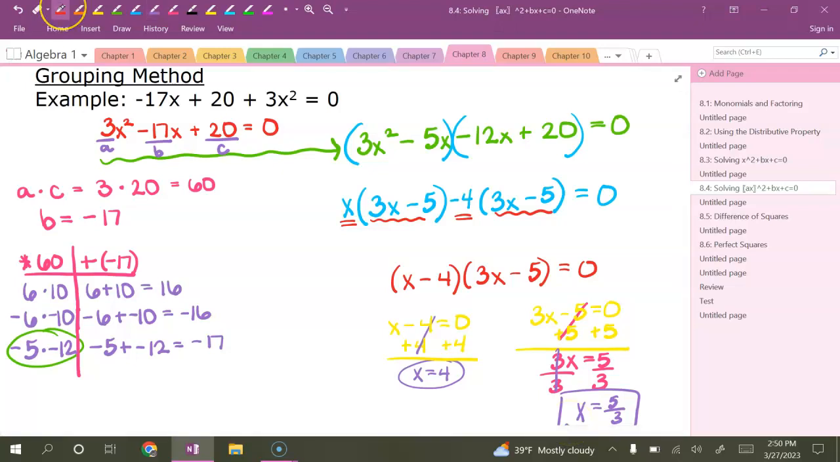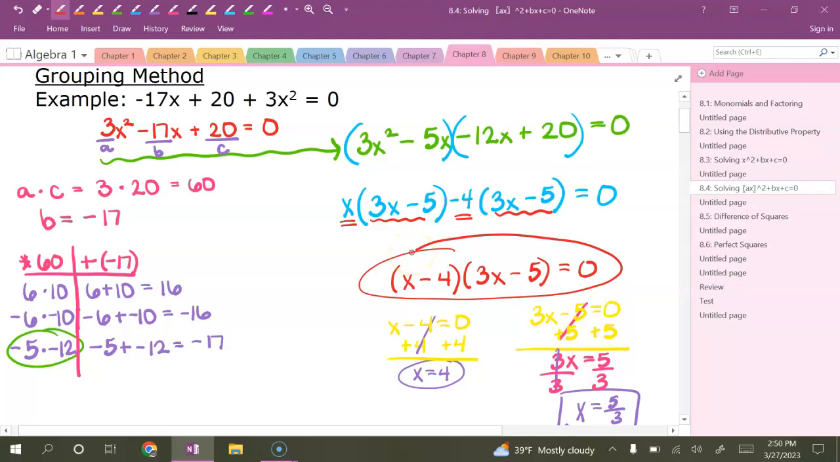Okay? You won't always have to solve it. There will be times where you just have to factor it. And so if you left it here, that would be okay and acceptable. If it has that equals 0, or if the directions say to solve, then you're going to want to make sure that you do take that extra step.